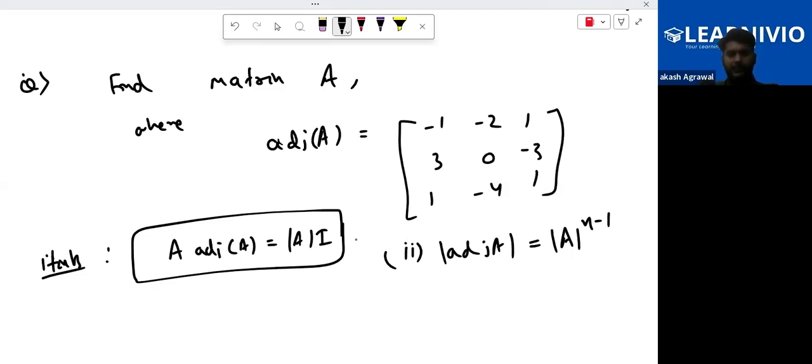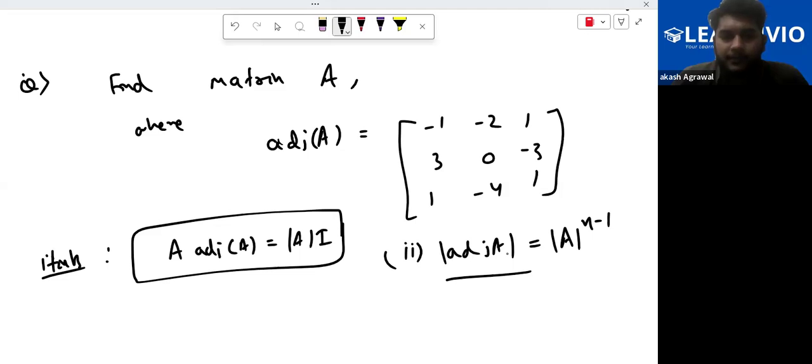Do you have any idea how we can do this? Anyone? So we can use the second hint. We can find the determinant of adjoint of A matrix. And it's a 3 by 3 matrix, so power will be 2. Right. Then root of that, and then we'll get determinant of A.